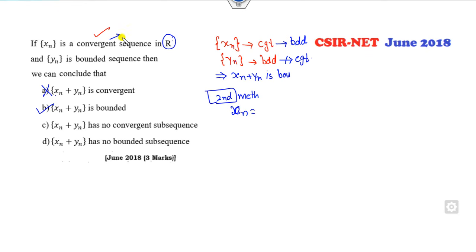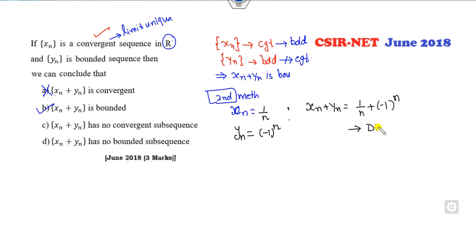Or the second method is you can choose any sequence xn which is convergent. The meaning of convergent is that the limit is unique, fine. So what is the easiest way to find the limit? That is 1 over n, which is convergent. What is that? It is bounded. So I can say this is bounded. Now what is xn plus yn? It is 1 over n. So clearly this is a divergent sequence, because the limit of this is not unique and it is bounded. So this first option is cancelled, the second option is the correct option.